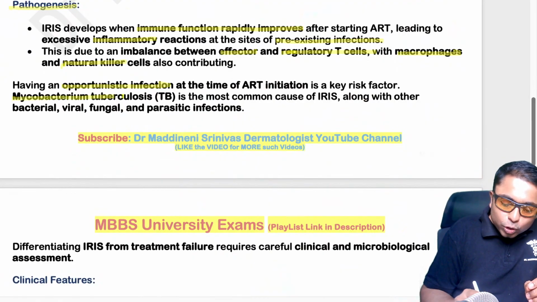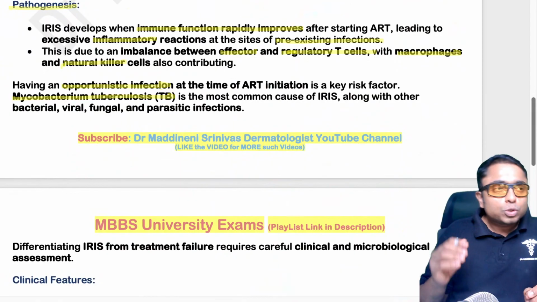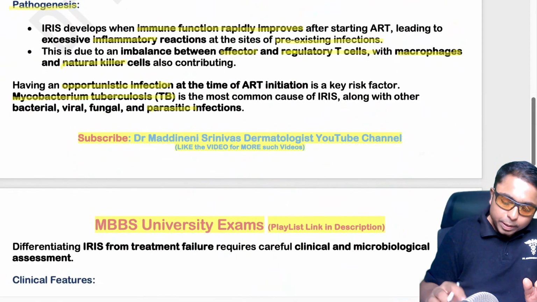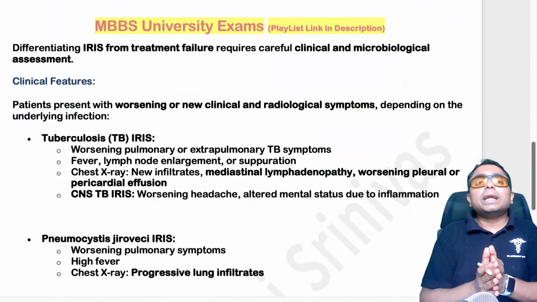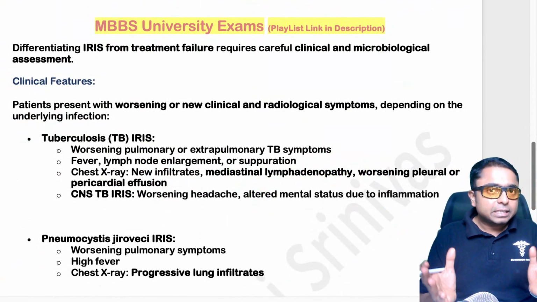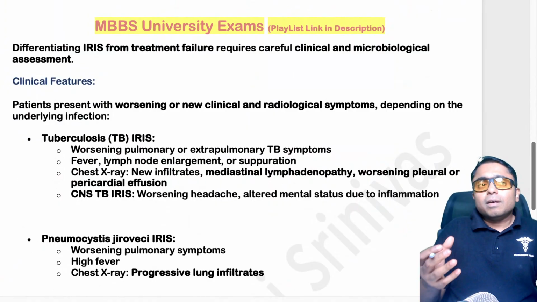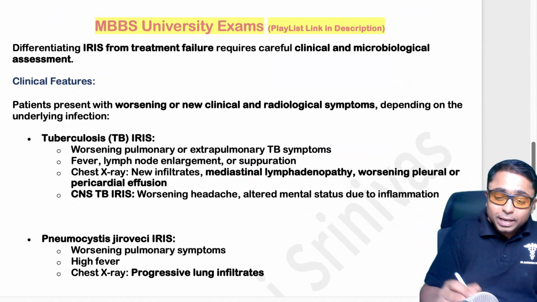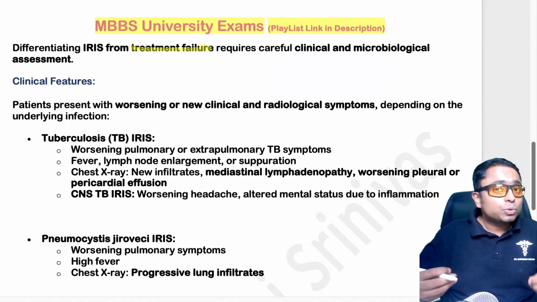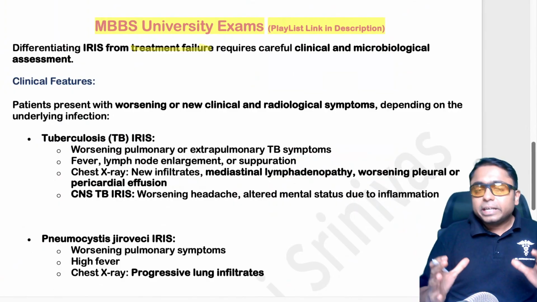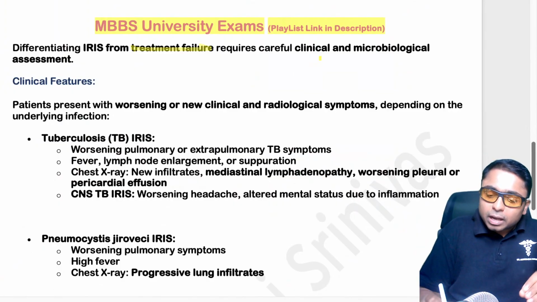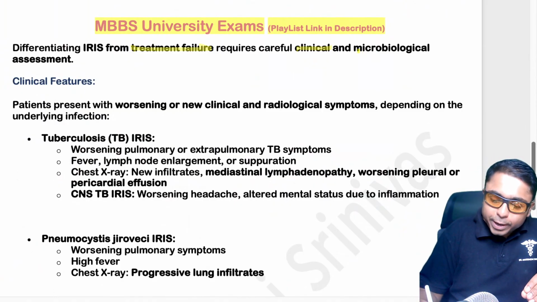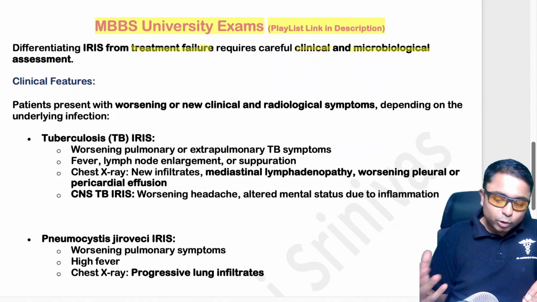And like I have told you, Mycobacterium tuberculosis is the most common cause of IRIS, along with other bacteria, viruses, fungi, and parasites. Most importantly, the challenge which we face after ART is initiated is whether this is due to IRIS or whether it is due to treatment failure or resistance to the ART medication. So this differentiation is very important, and it requires a proper, thorough clinical and also microbiological assessment and evaluation.